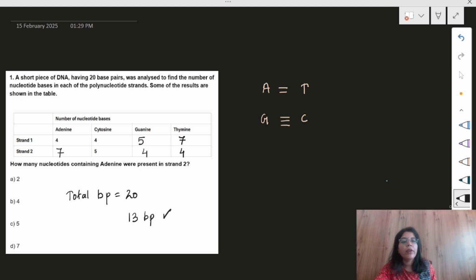strand number 2. So you understood how to find the answer. The answer should be option D: 7 adenine residues must be there in strand number 2. You understood how we have done this? The total base pairs we already know as the information is provided in the question itself, and the rest all we guessed by complementary base pairing.